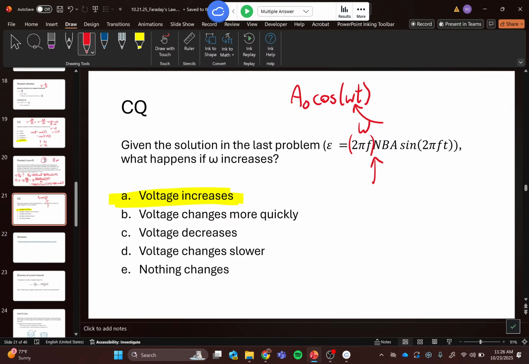So this is a very important thing to understand, what a cosine and a sine function do when you change parameters in them. So it is not only going to make the voltage amplitude increase, it's also going to make it change more quickly. This is a very important design consideration when you're making a generator. You do not just spin the thing as fast as possible, because you run into a problem.